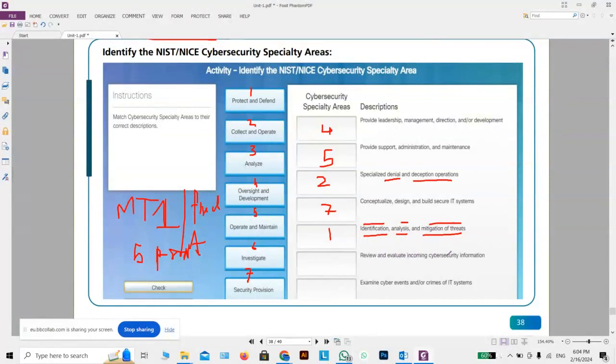Review and evaluate incoming cybersecurity messages. Here we analyze. This is all about analyze. Where is analyze here? Third one here. Examine cyber events and crimes. Examine cyber events. So here it is all about investigation. Where is that investigation? Yeah, number 6.